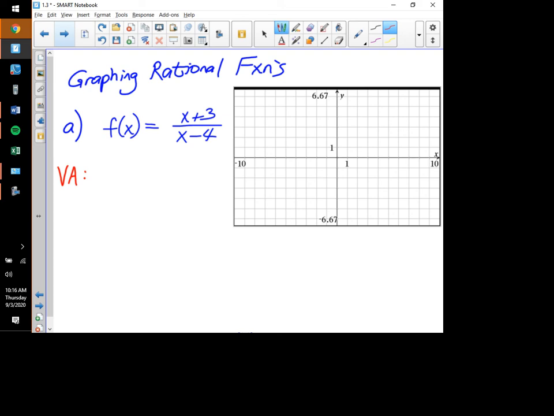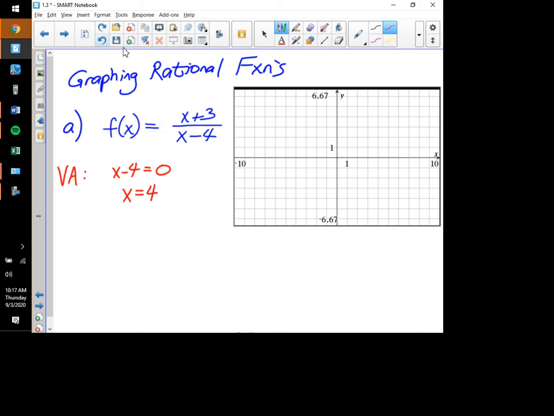So what we would do right here is we would set x minus 4 equal to 0 and solve, and we would end up with x equals 4. The only way that this would not be a vertical asymptote is if x equals 4 was also a 0 of the numerator, and if there was something we could factor and cancel. But plugging a 4 in right here is going to give us 7, not 0. So yeah, this one is in fact a vertical asymptote at x equals 4.